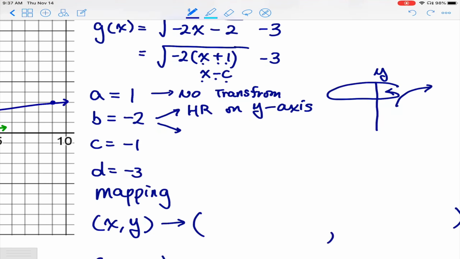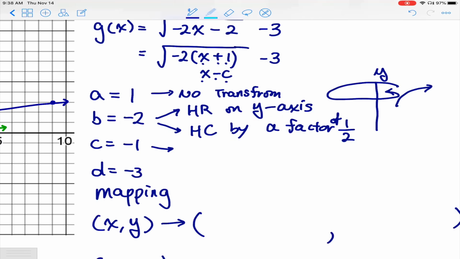The next one is horizontal. The 2 is bigger than 1, so it is a horizontal compression by a factor of, and remember, this is the reciprocal, so 1 over 2. The next one is negative 1, and that means it is a horizontal translation.